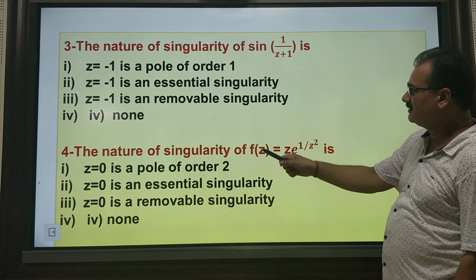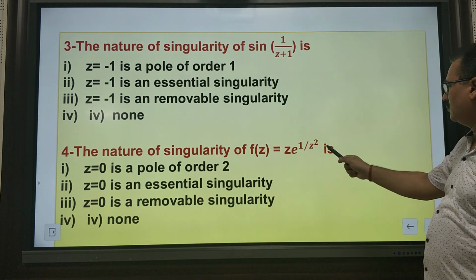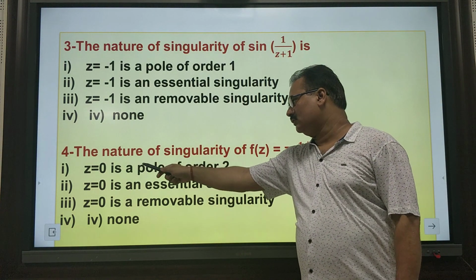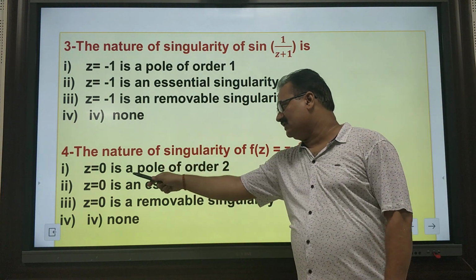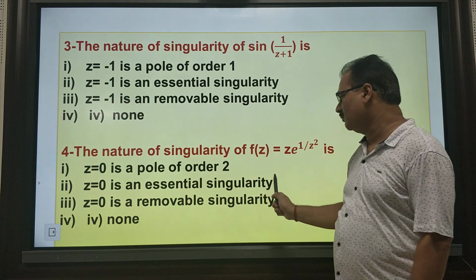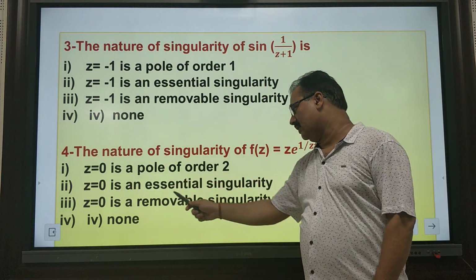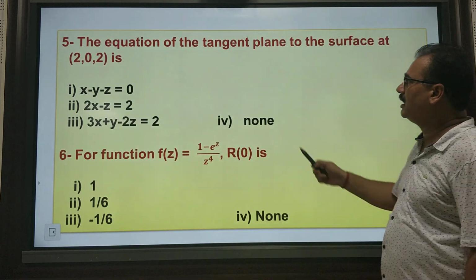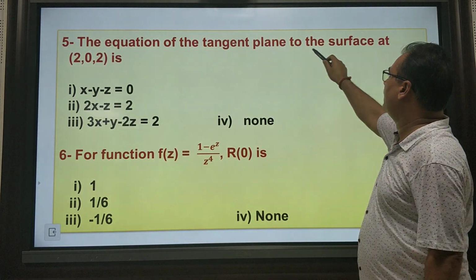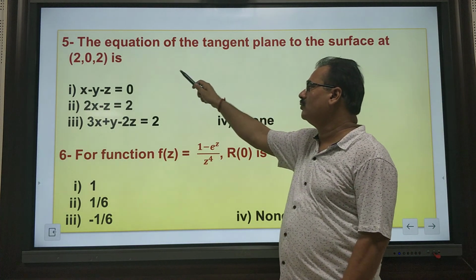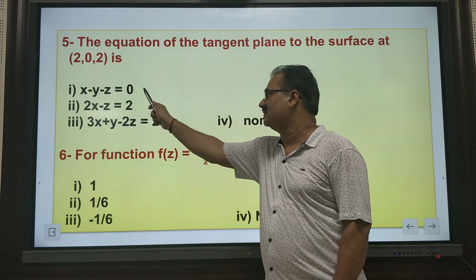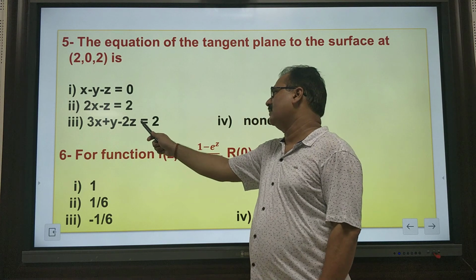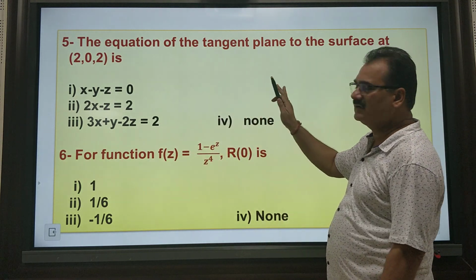The fourth question is the nature of singularity of f(z) = z e^(1/z^2). First, z = 0 is a pole of order 2, second z = 0 is an essential singularity, third z = 0 is a removable singularity, and fourth none of these. The fifth question: the equation of the tangent plane to the surface at (2, 0, 2) is: first, x - y - z = 0, second 2x - z = 2, third 3x + y - 2z = 2, and fourth is none of these.